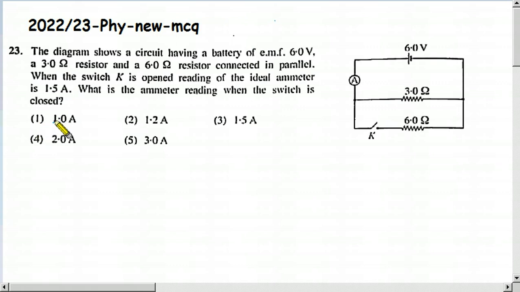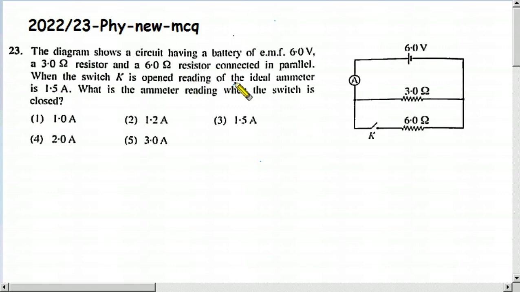The answers: first one 1.0 ampere, second one 1.2 ampere, third one 1.5 ampere, fourth one 2.0 ampere, fifth one 3.0 ampere. So children, I think the battery in this circuit has an internal resistance. They have not mentioned anything about that. I doubt, therefore, that is the problem in this question. We have to first of all solve that.